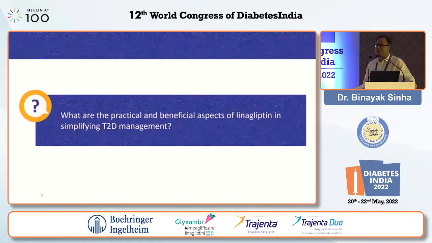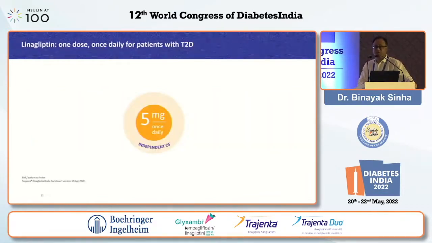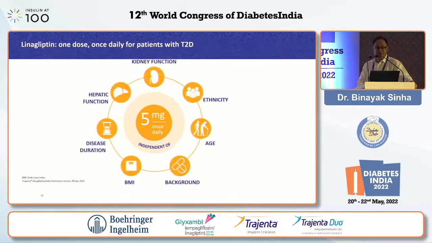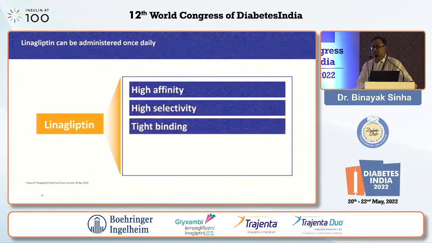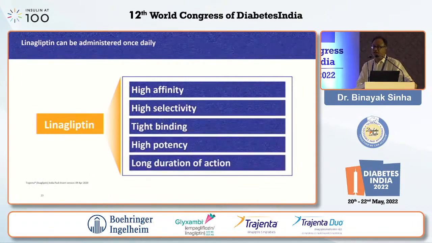So I've shown you multiple benefits. But what are the practical beneficial aspects of linagliptin in simplifying type 2 diabetes? First of all, it's one pill, once per day, and it doesn't need a lot of monitoring because you can prescribe it irrespective of kidney function, ethnicity, hepatic function, disease duration, BMI, background, or age. Also, because it can be administered once daily, we know it has high affinity with high selectivity, tight binding, high potency, and long duration of action.